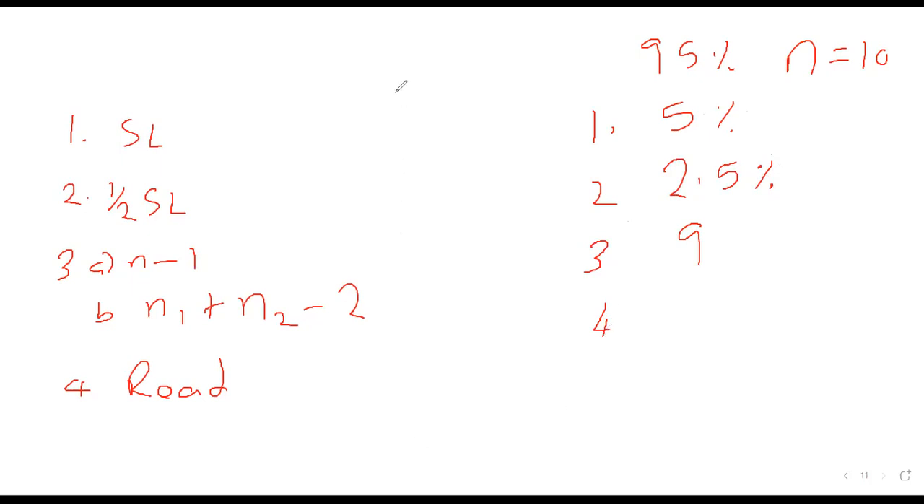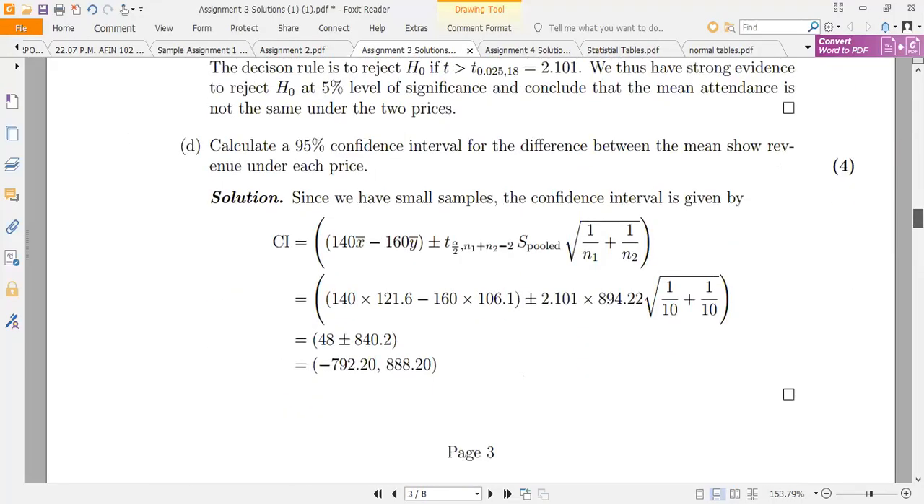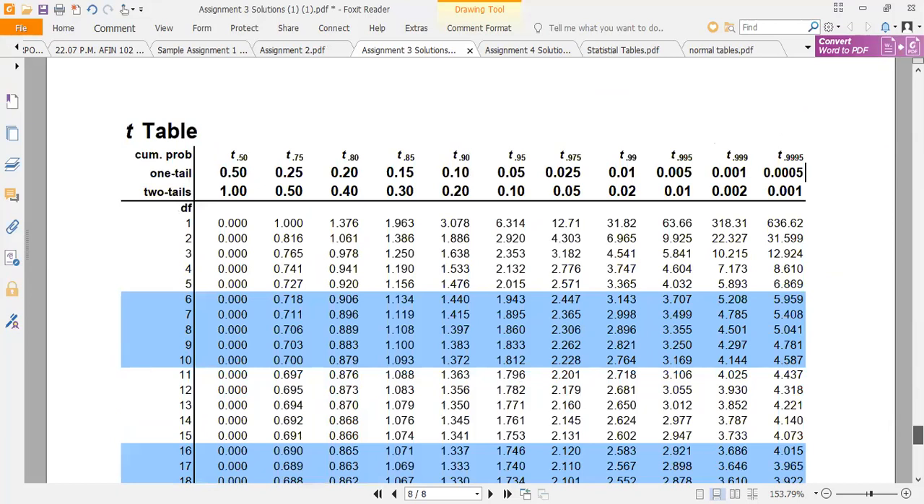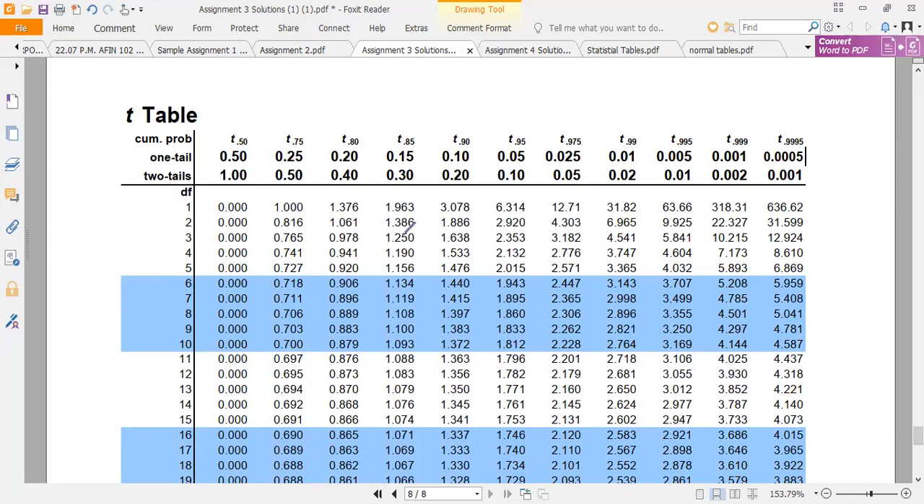Now, this is how you read. When we go to the T table, the T table looks like this. This was a Z, this is an F table, and this is the T table. We started with 95%. The significance for 95% is 5%, so 0.05 is this one here. Then you divide it by 2, 0.025. Then n minus 1, 10 minus 1 is 9. So we go where there's 9 here. So it's 2.262.